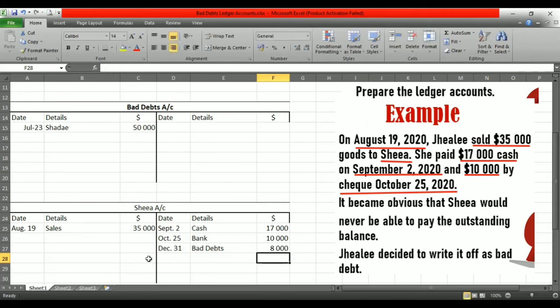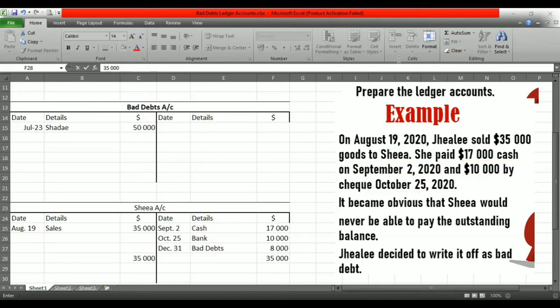Now, if you should check on the left-hand side, you're seeing 35,000. So the total for that side is 35,000. And the total on the credit side is $35,000. So we're seeing where after the writing off of the bad debt, there is no balance in the account for Shay.